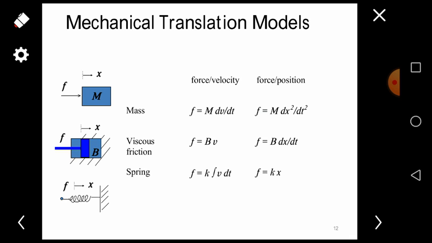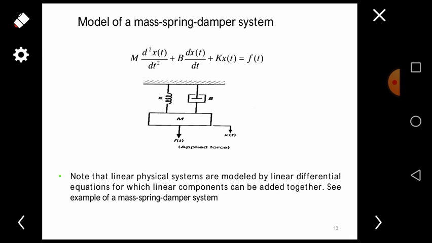Okay, for the force acting in the mass, spring, and friction in terms of position, we are calculating for mass as F equal to m d square x divided by dt square, and for friction, F is equal to b into dx divided by dt, and for a spring, we are calculating F is equal to kx.